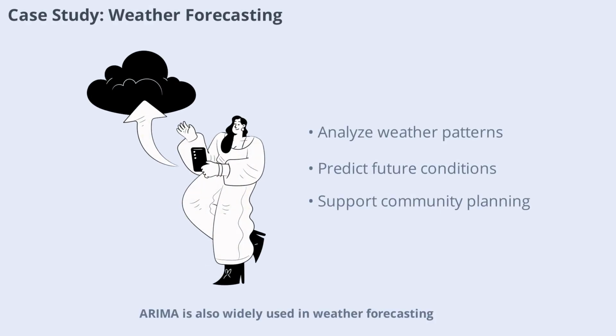ARIMA is also widely used in weather forecasting. By analyzing historical temperature or rainfall data, meteorologists can identify patterns and predict future conditions. While weather is influenced by many factors, ARIMA provides a solid baseline forecast, which can be combined with other models for greater accuracy. This approach helps communities prepare for weather changes and plan accordingly.